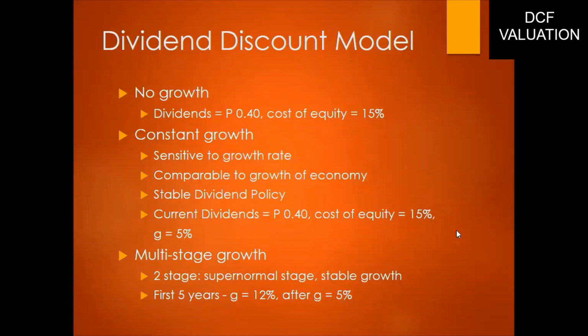The third assumption is, what if we have a multi-stage growth? Let's say 2-stage. You have a supernormal stage with a growth of 12%, a very high 12% growth rate. But after the supernormal stage, after the first 5 years, then it would normalize, or it would have stable growth of 5%. So how do we compute for an estimate of the intrinsic price given various growth assumptions?